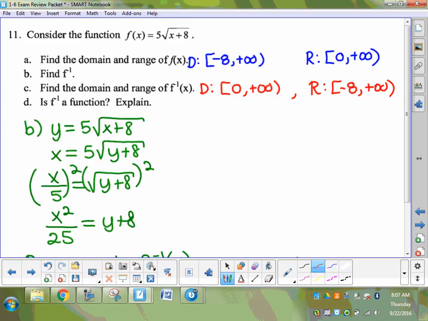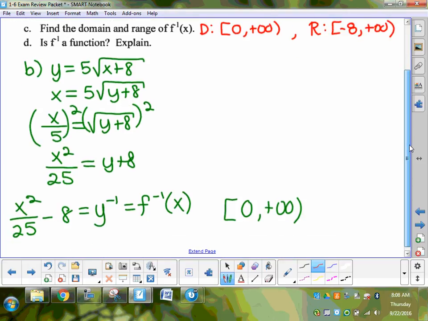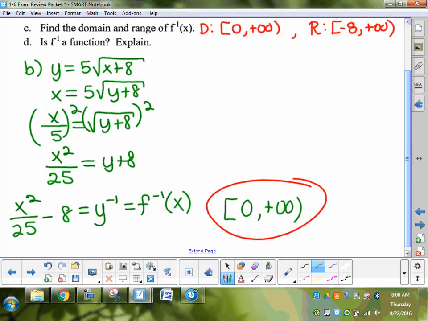If this is your domain of the original, and this is the range of the original, the range of the original is the domain of the inverse. So you didn't even need to go through and look at the restricted domain, because this range here is going to be your restricted domain here. It's the same thing. This range, where did it show up again? Right there.